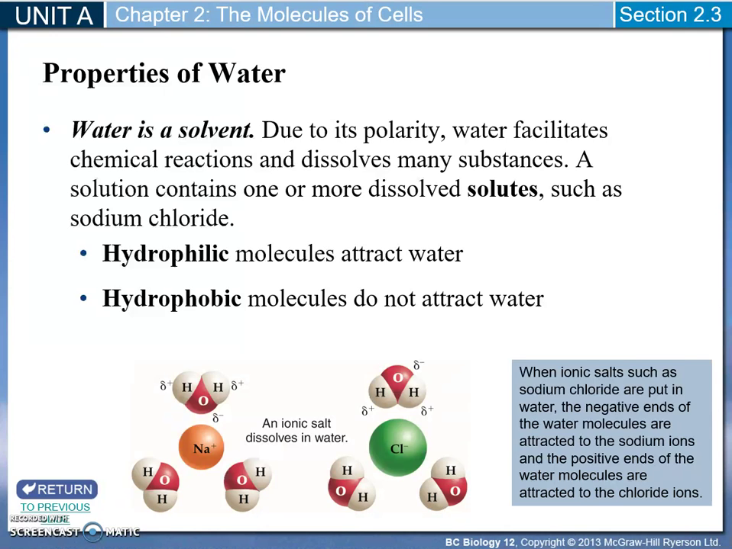Now, when ionic salts, such as sodium chloride, are put in water, the negative ends of the water molecules are attracted to the sodium ions, and the positive ends of the water molecules are attracted to the chloride ions. Again, this is because of the partial charges on the water molecule, and you can see they're shown there. The hydrogens have a partial positive charge, and the oxygen has a partial negative charge.